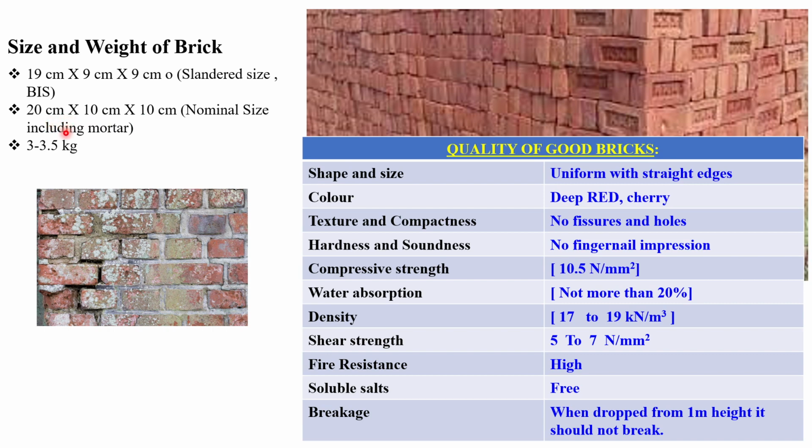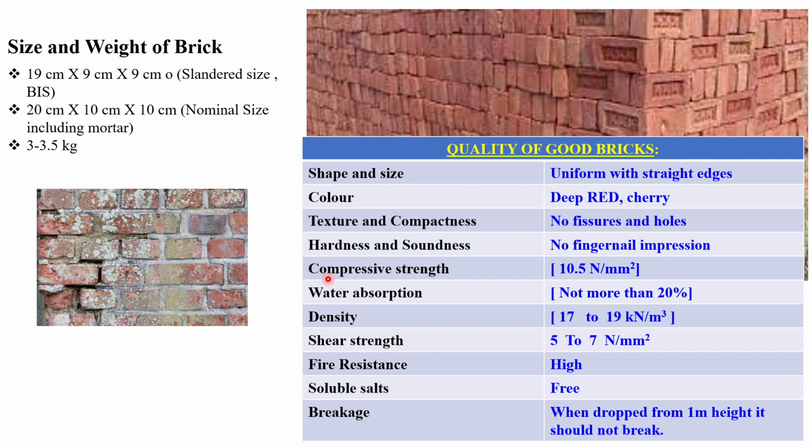Okay. Now quality of good brick. Okay, shape and size. Shape and size of the brick should be uniform with straight edges. Okay, edges should be straight and size should be uniform. Color of the brick should be deep red. Texture: no fissures or holes should be present in the brick. Okay, hardness and soundness. We will discuss these tests later.